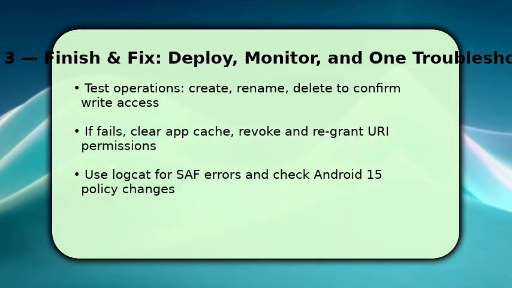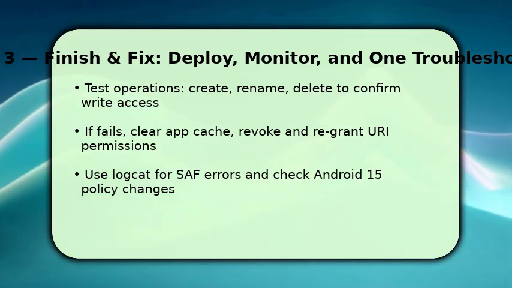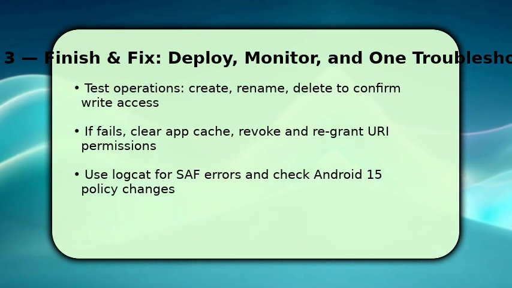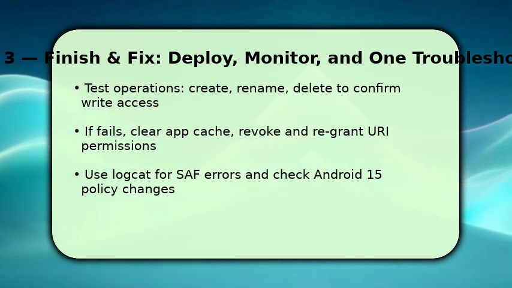If problems persist, capture logcat showing SAF or file not found exceptions and look for Android 15 policy messages. Those logs tell you whether the issue is permission scope, ownership.